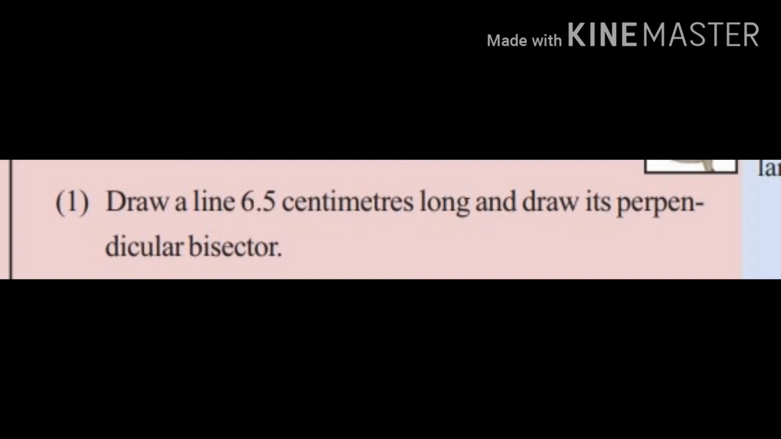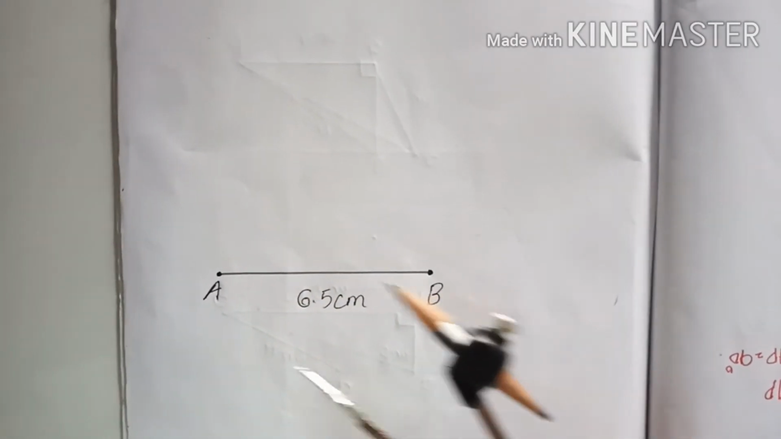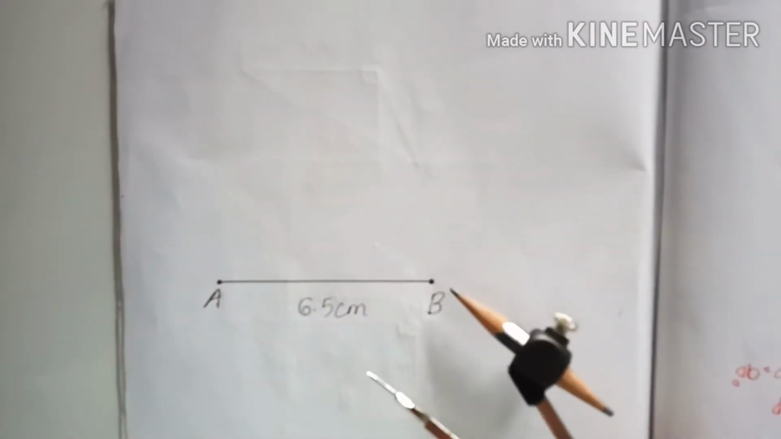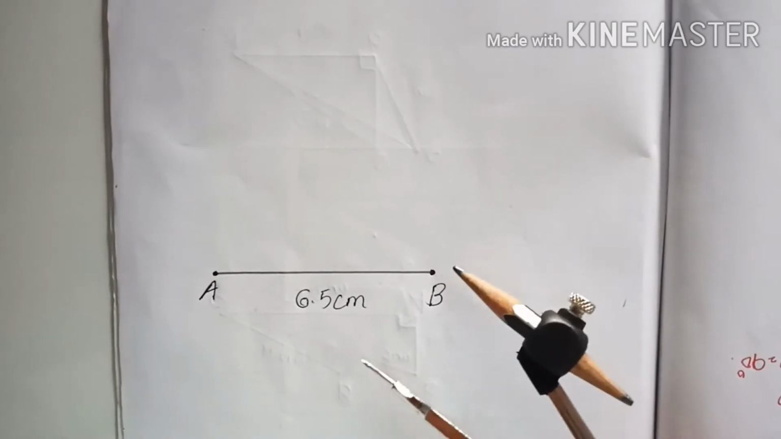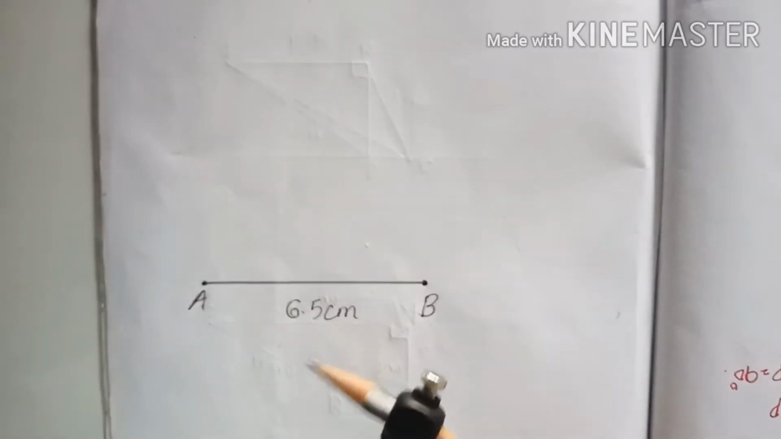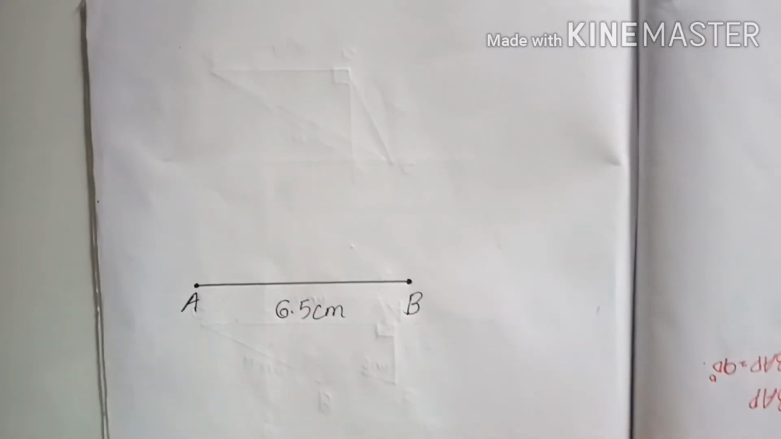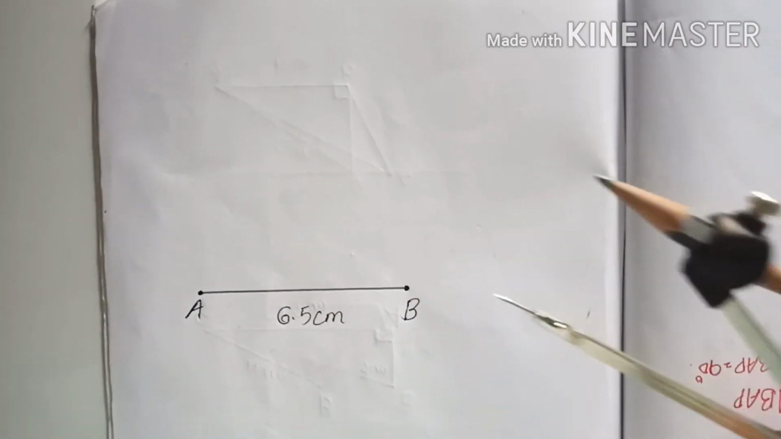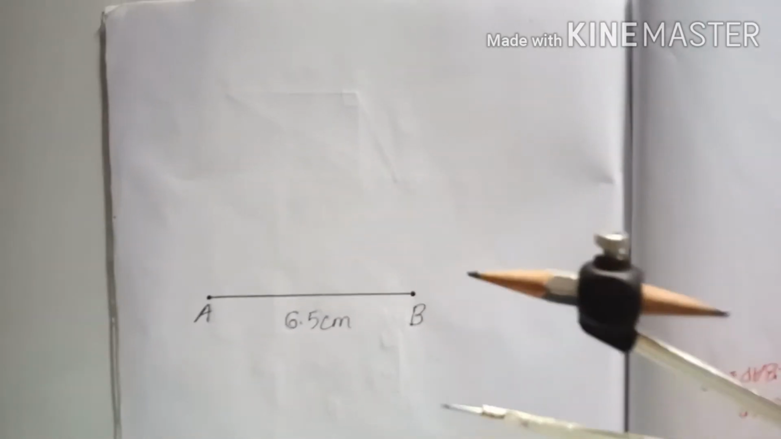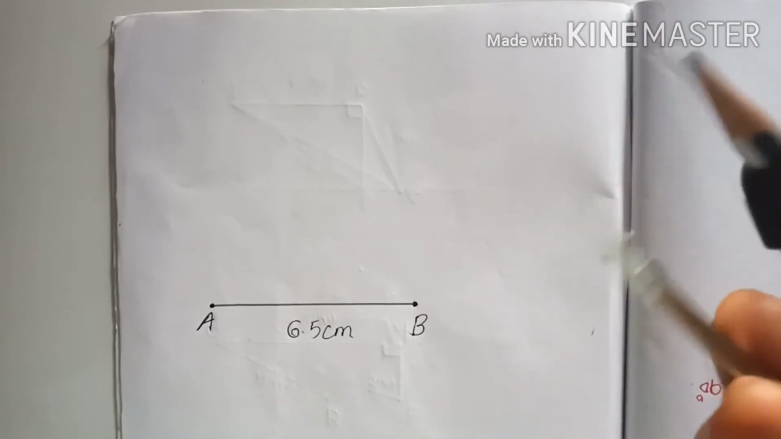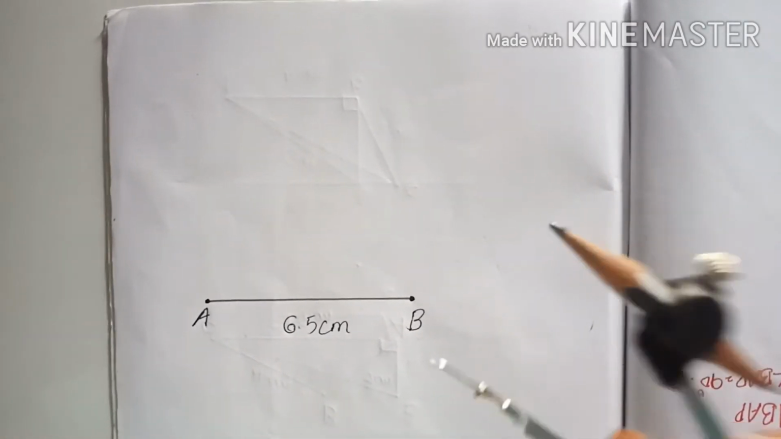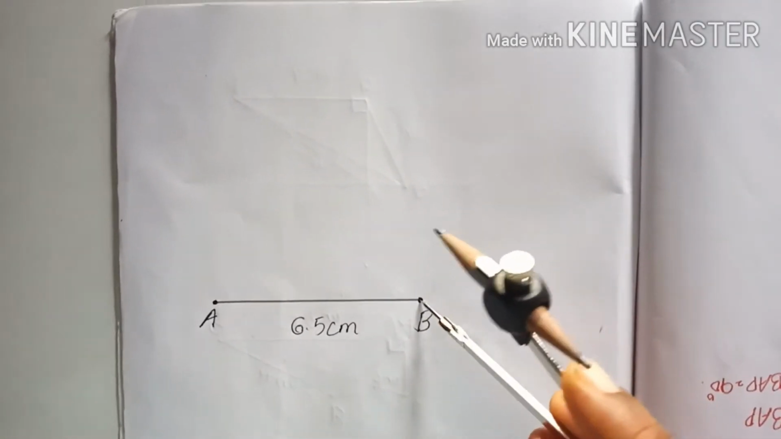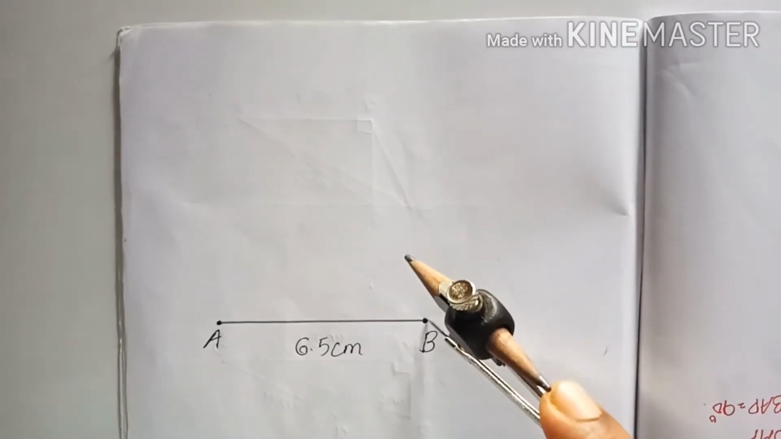Okay, so first, using scale, draw a line 6.5 centimeter. Draw a line 6.5 centimeter like this, A, B. Okay, mark the endpoints as A and B. Use the scale and exact 6.5 centimeter you have to draw. After drawing this, take your compass. Okay, set your compass and keep the pinpoint of the compass at the point B. Keep the pinpoint at the point B.